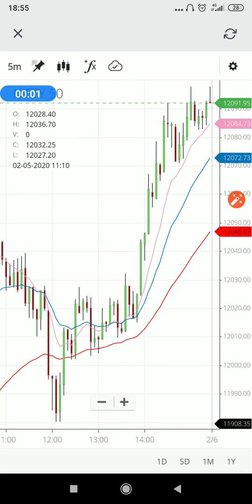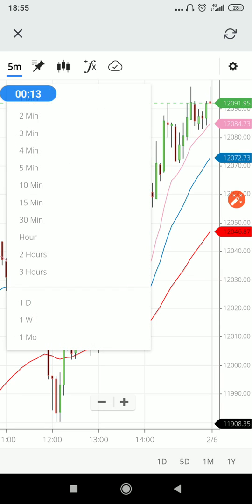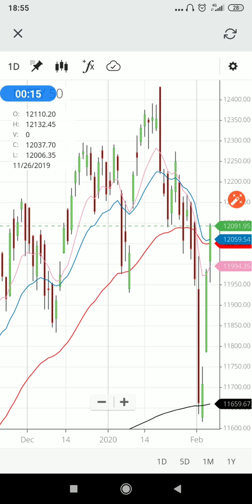Hi friends, this is the Nifty trading plan for 6th of February. So today is 5th of February. We'll have a look at today's data and we'll see what is in store for tomorrow. So let's first look at the chart.